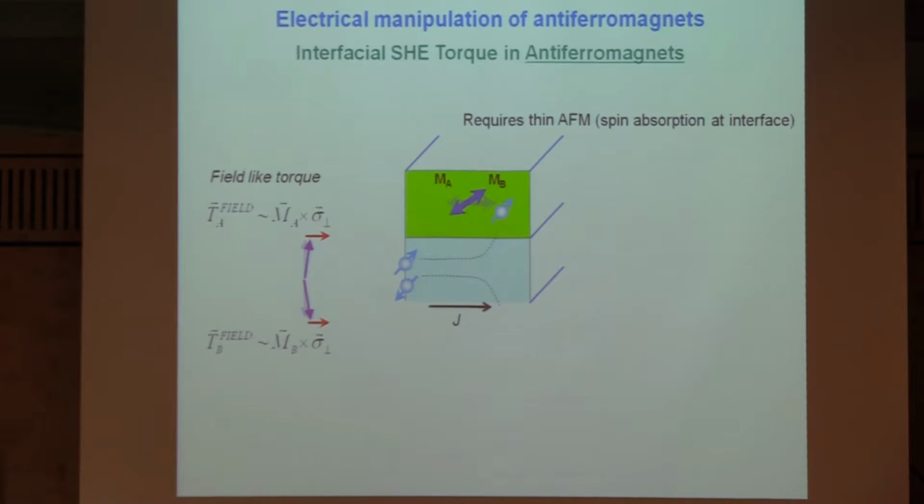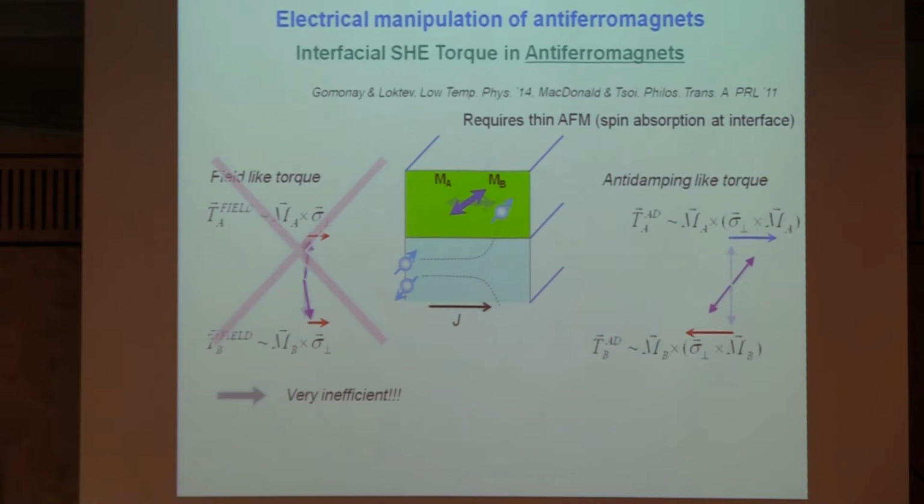But you also can have the other type of torque, which is what is called anti-damping torque, which here you would require a spin lifetime which is much longer, so that the steady state solution is actually dependent on the local magnetization, and so this effective field here depends on the local magnetization. It's perpendicular both to this local magnetization and the injected spin.